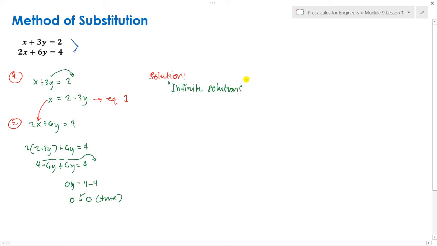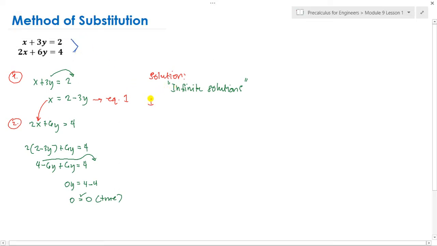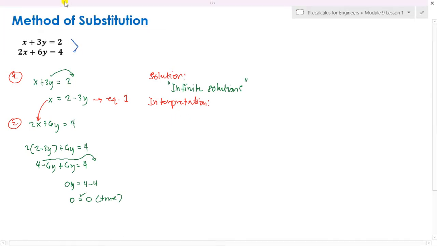So why do we have this infinite solution? It means that there are many values of x and y that satisfy our given equations. And if this is our solution, therefore the interpretation is that this is still consistent, because of course we have a known solution, so this should be consistent.